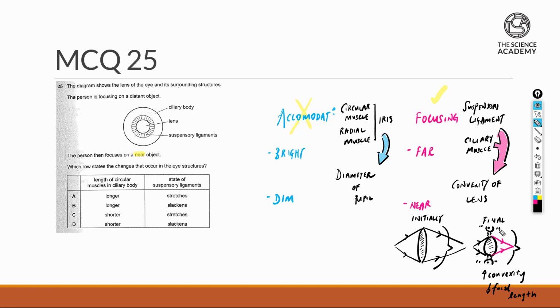So again, tracking it back here, the suspensory ligament will slacken. And for the case of the ciliary body, although we don't have the word contract or relax, contraction here is synonymous with the length becoming shorter. Just put a slash here, contract. So ultimately this causes the lens to become more convex, decreasing the focal length so that we can focus on the fovea. The answer for MCQ 25 is D.